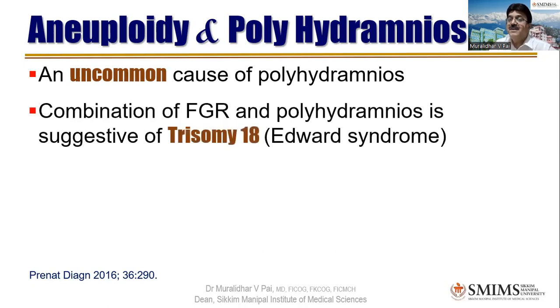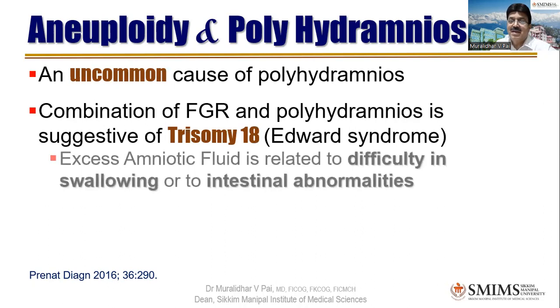The combination of FGR and polyhydramnios is suggestive of trisomy 18 or Edwards syndrome. Excessive amniotic fluid is related to difficulty in swallowing or to intestinal abnormalities. That is the thing. The chromosomal anomaly will hamper the growth, no doubt. That's why you will get FGR. But FGR does not always mean oligohydramnios. This is what you have to understand clearly.